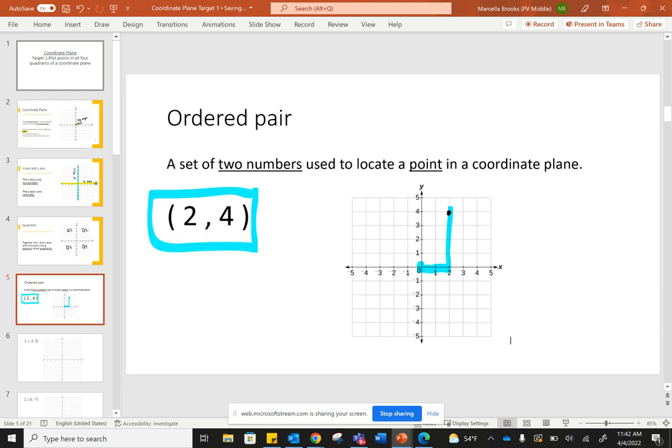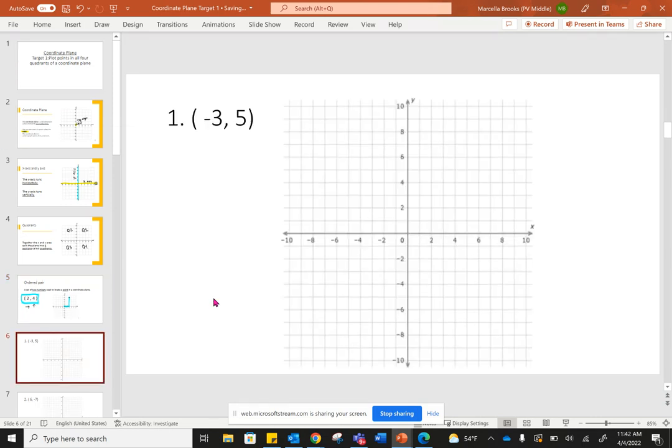That's what you can use your highlighter for, is to show the path from the origin. If it's a positive first number, that means you're going right. A positive second number, that means you're going up. So 2 positives, that means right and up. So now we're just going to practice graphing points.